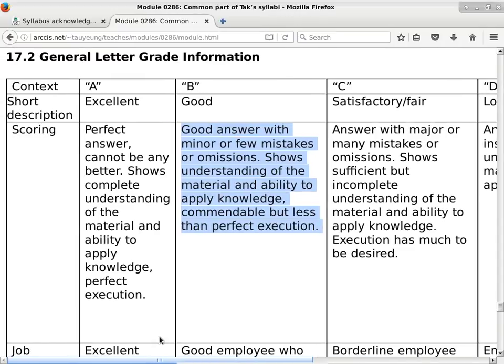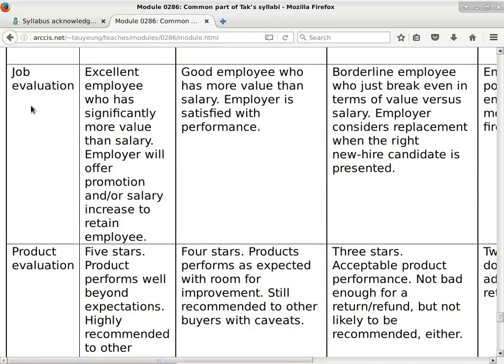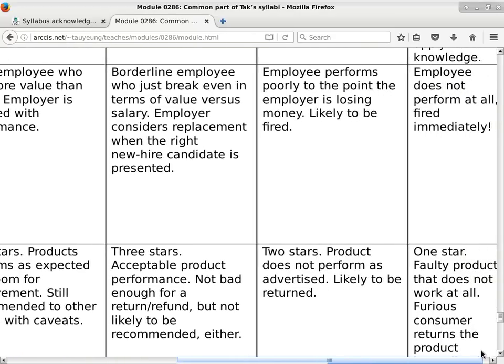On your own time, you can read the other ones. So in terms of a job evaluation, what is an A employee? What is a B employee? What is a C employee? What is a D employee? And what is an F employee?